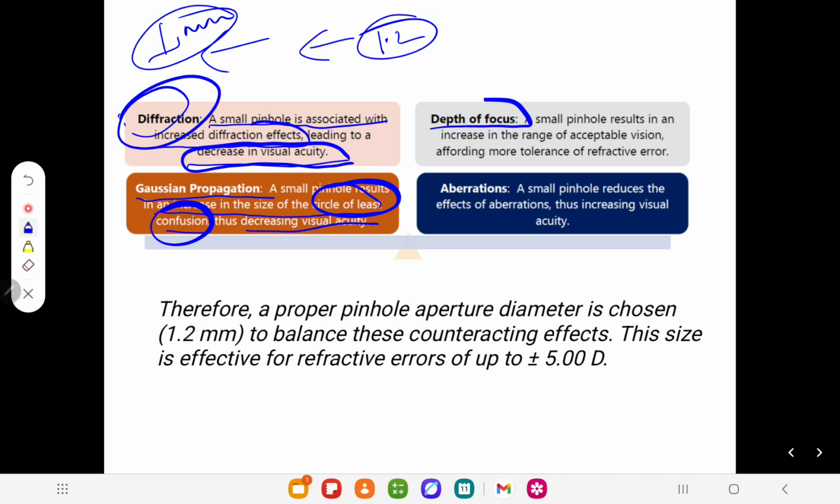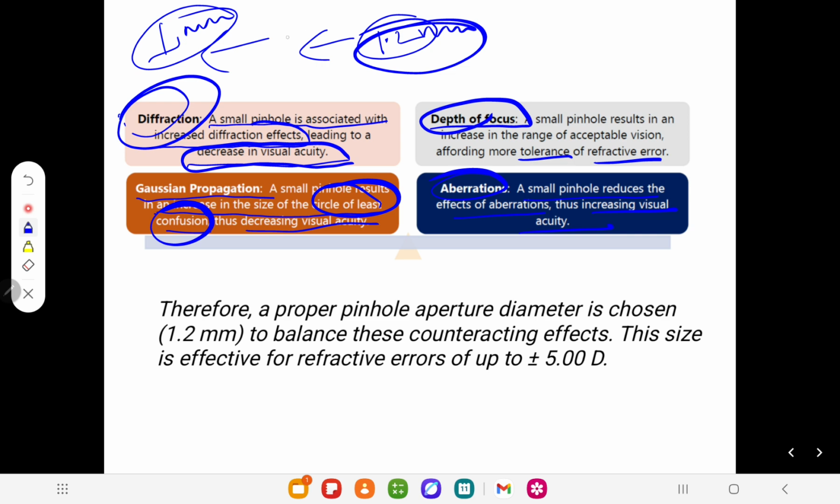And another, the depth of focus, as I have already told, increases, which also tolerates the refractive error. And another thing, if you go smaller, it reduces the aberration, which has a chance of increasing visual acuity. That's why it's a sweet balance at approximately 1.2 mm.